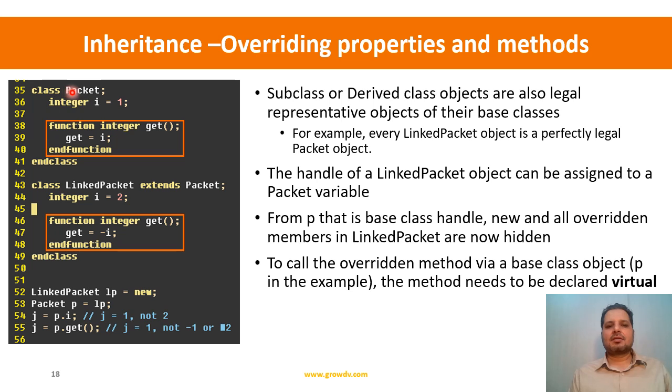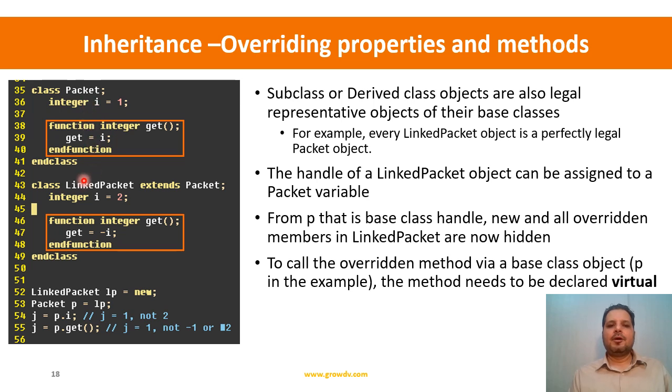I have a class packet, I have a property integer i equal to 1, I have a method function, return type is integer, get, and get is the name of the function and the name of the internal variable that gets created, and then we are saying get equal to i. Whoever calls the function get, it will return the value of i.